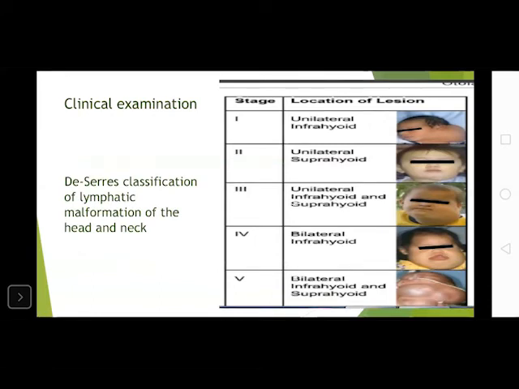Usually we use the Sires classification of lymphatic malformation of the head and neck. It is a classification which classifies lymphatic malformation of the head and neck according to whether it is unilateral or bilateral, and its location or extension, suprahyoid or infrahyoid. Type 1 is unilateral infrahyoid, type 2 is unilateral suprahyoid, type 3 is unilateral infra and suprahyoid, type 4 is bilateral suprahyoid, and type 5 is bilateral infra and suprahyoid.